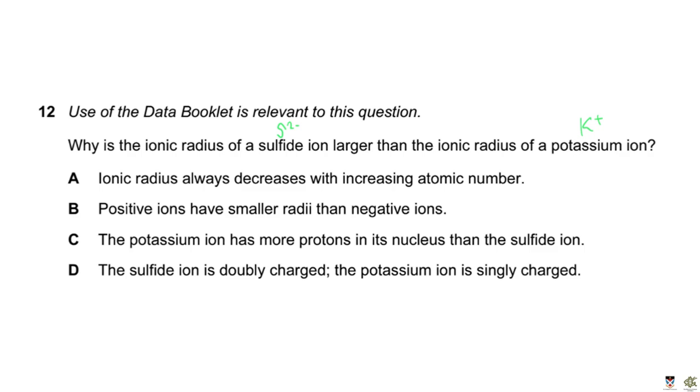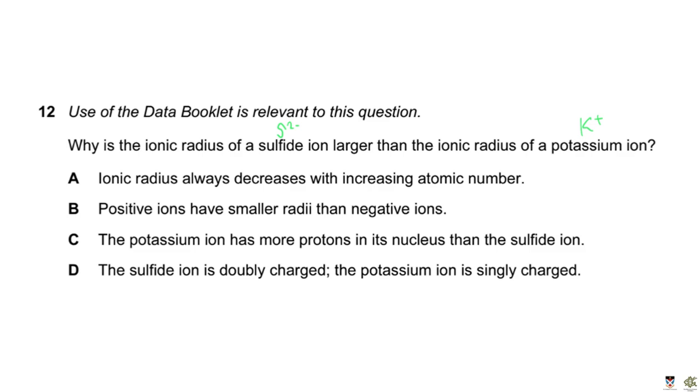Sulfur will gain 2 electrons to get to 18 electrons. A potassium atom had 19 electrons initially, but then lost 1 to form a K plus ion. So we'll also have 18 electrons. These structures will have the same number of electrons, so the difference will once again be the charge in the nucleus. If we compare sulfur with potassium, potassium will have a greater nuclear charge.